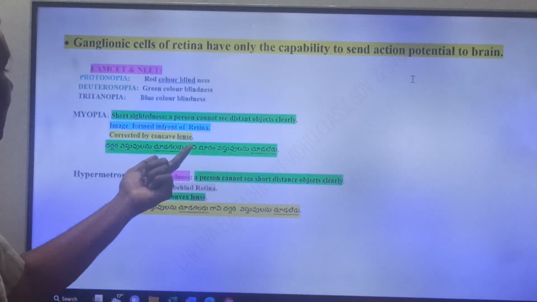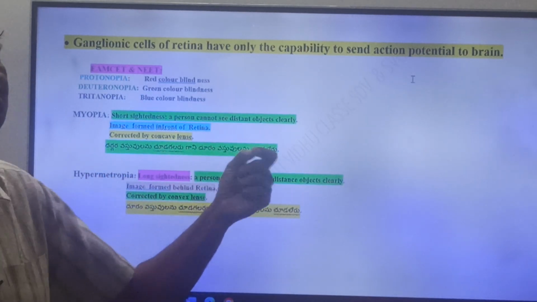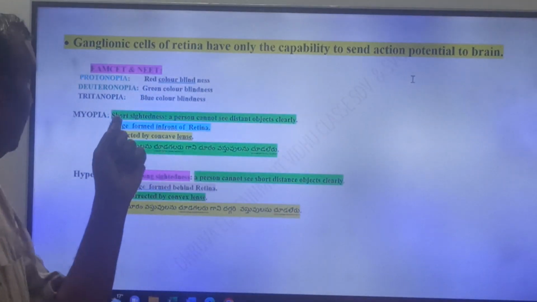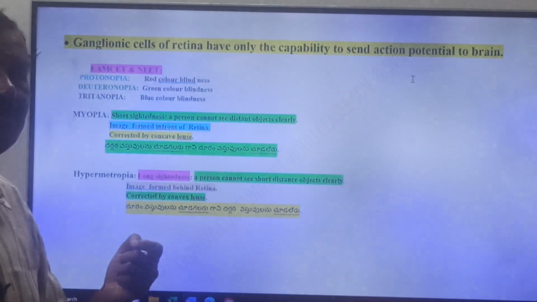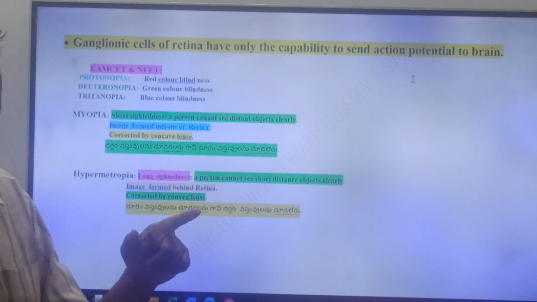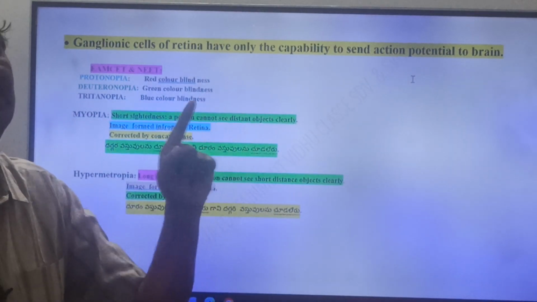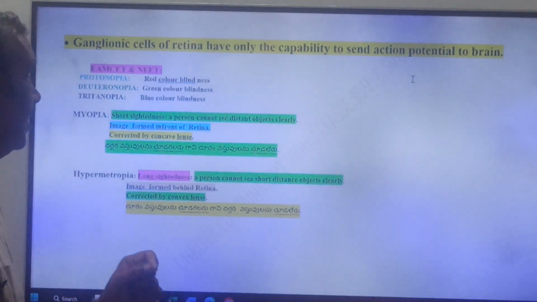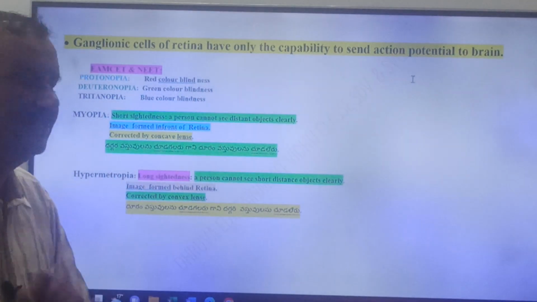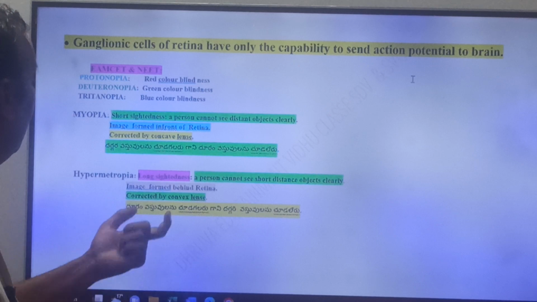See friends, you can see nearby objects but you cannot see distant objects. So myopia people can see the objects which are present nearer to them, but they can't see the objects which are present away or longer objects. So we can rectify it with which lens, friends? Concave lens. Concave lens.